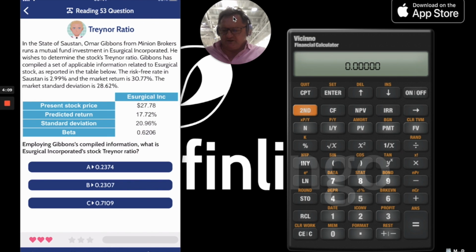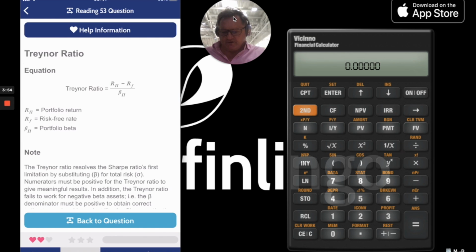So we have in the state of Southdown, Omar Gibbons from Minion Brokers is doing something with eSurgical Incorporated, and there's some other information there. So how are we going to work out the Treynor Ratio? Again, let's imagine I have no idea what that means, so go to the help. I lose a life, unfortunately, but let's not cry too much.